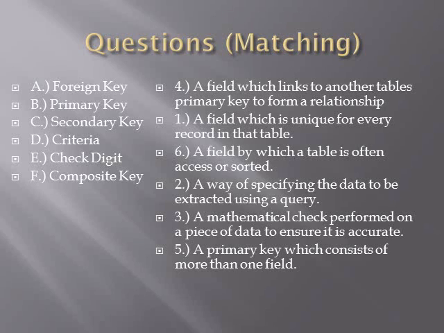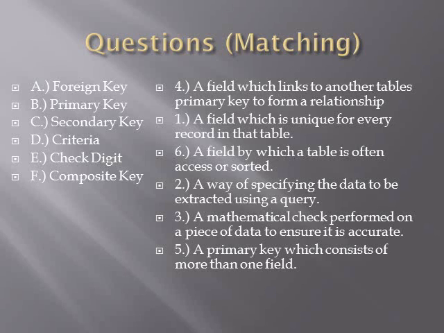Okay, so the answers, the first to the matching. So, a foreign key matches with definition 4, a field which links to another table's primary key to form a relationship. A primary key with definition 1, a field which is unique for every record in that table.